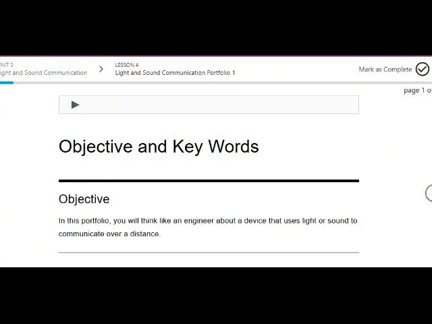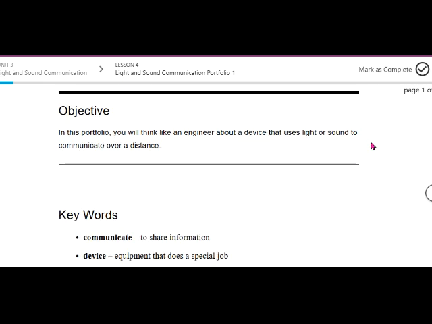Right now, we are in lesson 4. So you can see it says portfolio 1. We're going to go all the way through to portfolio 4. That's where you'll turn in your lesson. Here is our objective. In this portfolio, you will think like an engineer about a device that uses light or sound to communicate over a distance.